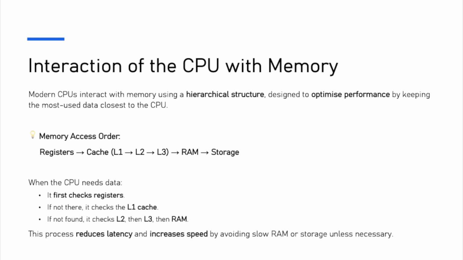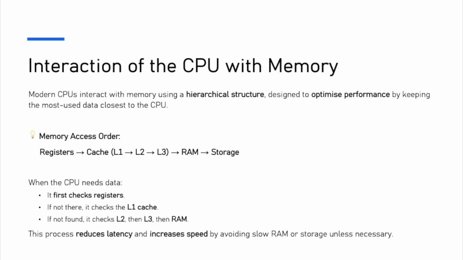So you should be aware of the hierarchical structure that's used in a CPU's interaction with memory. The memory access order is registers, cache, L1, L2, L3, RAM, and storage. So data is loaded from the storage, goes into RAM, then L3, then L2, then L1, and then into registers, and then the CPU can access it.